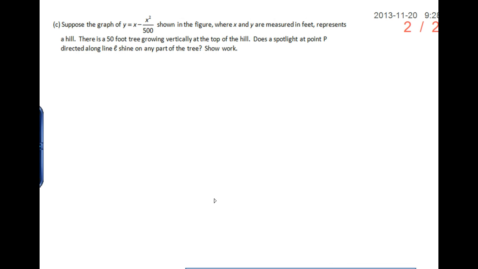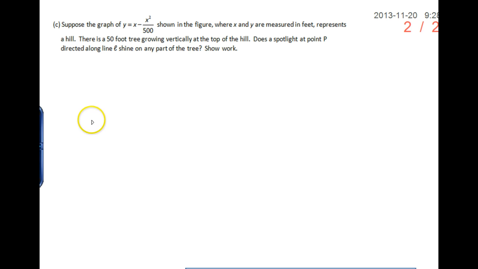Part C says, suppose the graph of y equals x minus x squared over 500 shown in the figure, where x and y are measured in feet, represents a hill. There is a 50-foot tree growing vertically at the top of the hill. Does a spotlight at point P directed along line L shine on any part of the tree?